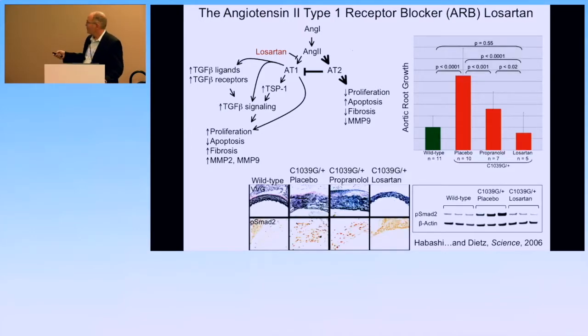Now back in 2006, we performed a trial of losartan in mouse models of Marfan syndrome. Here we compared the performance of losartan to that of the beta-adrenergic receptor blocker propranolol that lowers blood pressure but does not address TGF-beta.